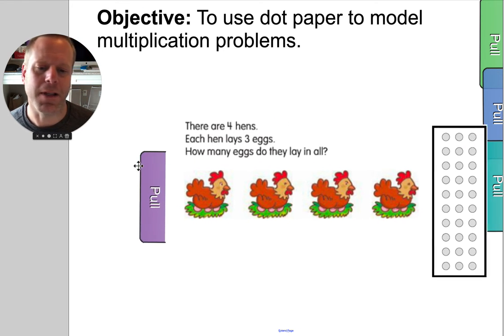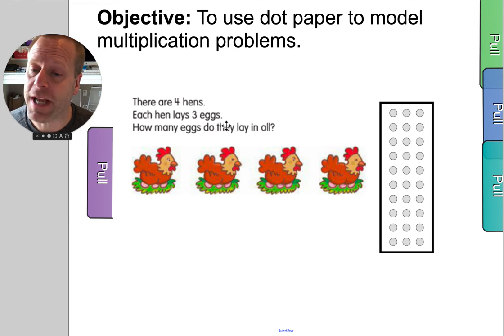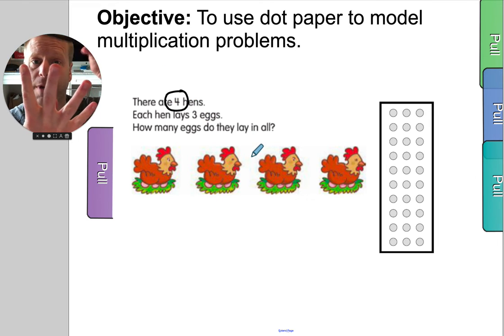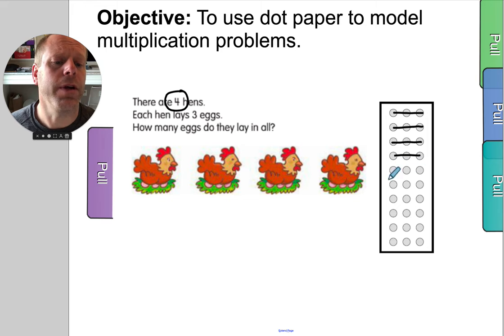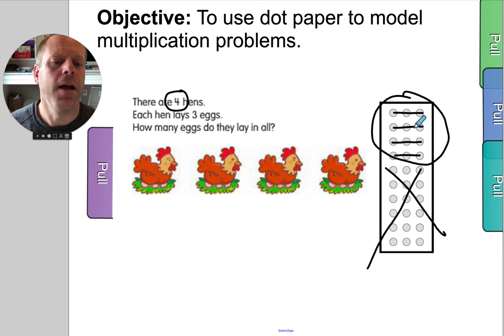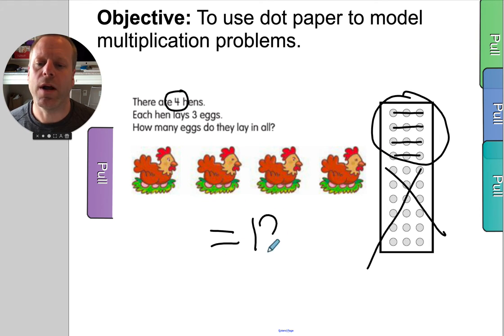And then let's see what the last one is. Oh, you can do story problems with dot paper as well. There are 4 hens. Each hen lays 3 eggs. How many eggs do they have in all? So I need 4 3's. So I could go 3, 6, 9, 12. Or I could go 3, 3, 3, 3. All these are trash. There's my answer right there. Just have to count it. 1, 2, 3, 4, 5, 6, 7, 8, 9, 10, 11. Oh, this equals 12 eggs.